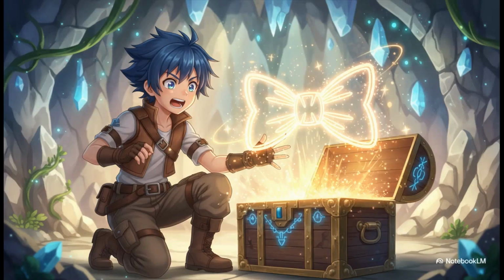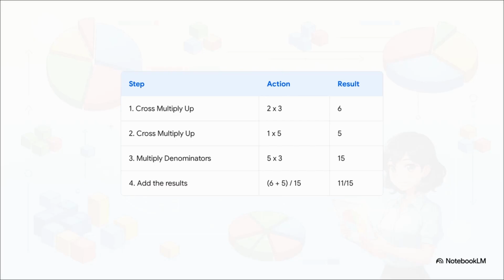Now, finding a common denominator can sometimes be a bit of a pain. But guess what? There's a fantastic shortcut that does all the heavy lifting for you. Some people call it the bow tie method. Others call it cross your heart. Whatever you call it, it's about to become your best friend in World 2. Let's use it to add 2/5 and 1/3.